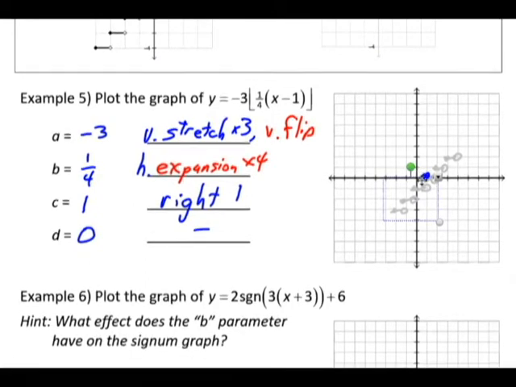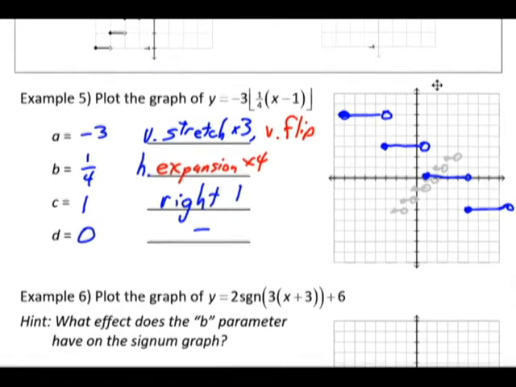So here's our starting point. We go 1, 2, 3, 4. Our vertical stretch has a factor of 3, but we also flip it. So instead of going up 1 and right 1 to the next stair step, we go right 4 because of the expansion and down 3, so it's flipped and vertically expanded. We can now take the stair step pattern and extend it back to the end of the grid. There it is.